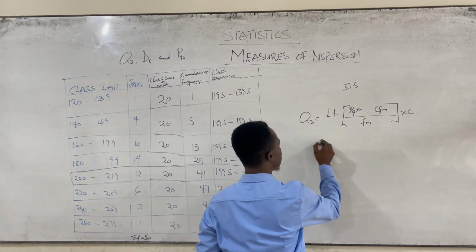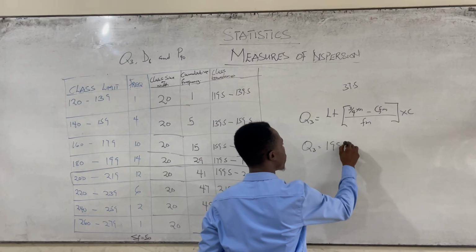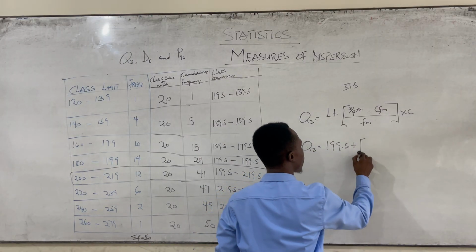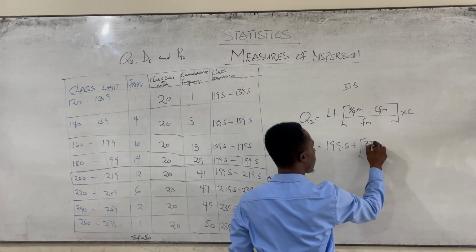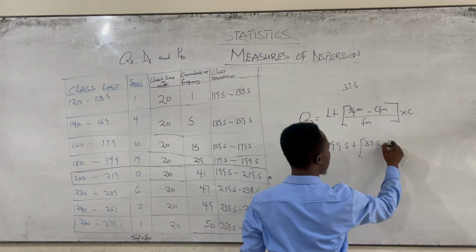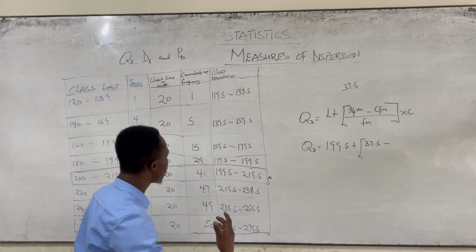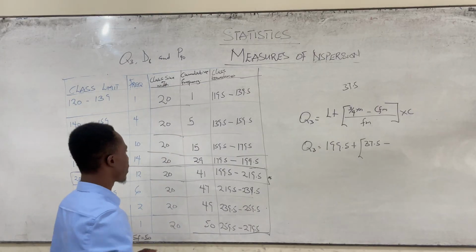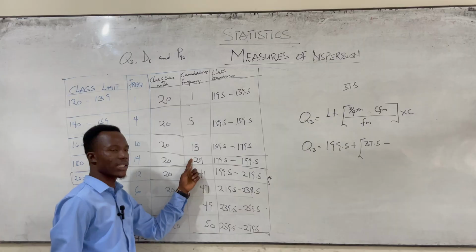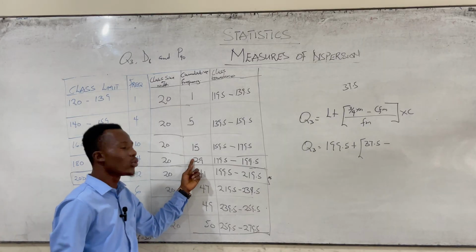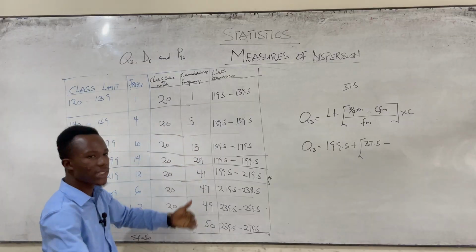So we write our Q3 is equal to 199.5 plus 3 over 4 times n, which is the same as 37.5, minus this CFM. What does this represent? The cumulative frequency of the preceding class. So you look at the cumulative frequencies. The preceding class is what? This. That is 29. You are not supposed to cumulate the frequencies, but rather the cumulative frequency.